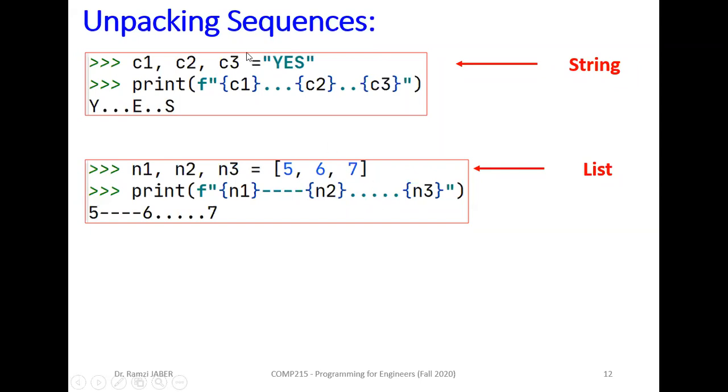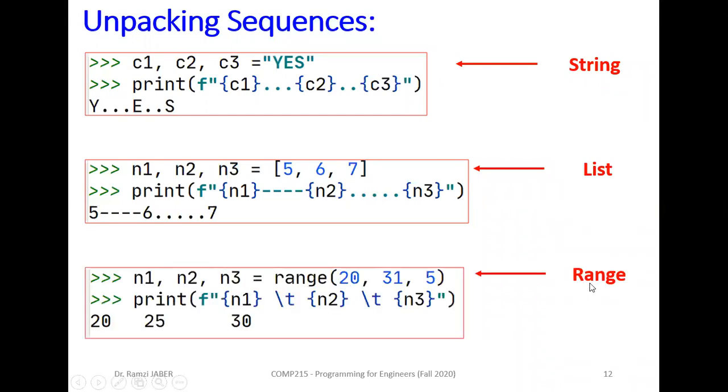Okay? So unpacking sequence works for tuples, strings, lists, even for range. It's new for range: we can use unpacking sequence on a range. How? n1, comma, n2, comma, n3 equals range. The number of elements inside this range must be equal to 3, or it will give us an error. So range 20, comma, 31, comma, 5. Minimum number 20, maximum number 31, step by 5, or increment by 5.